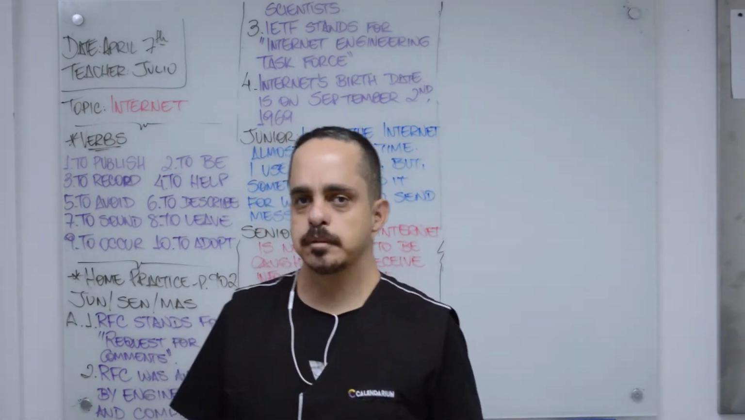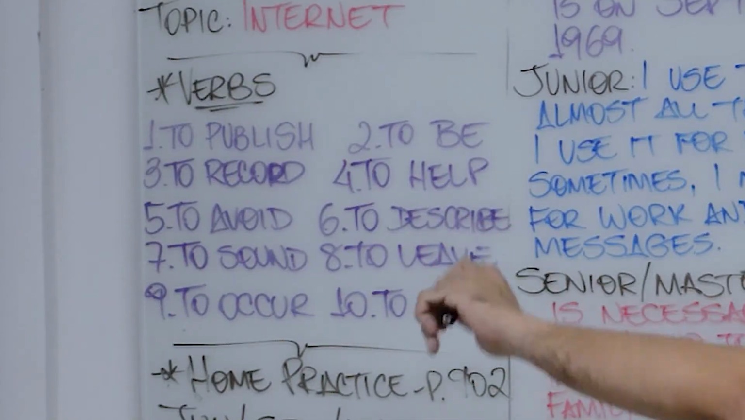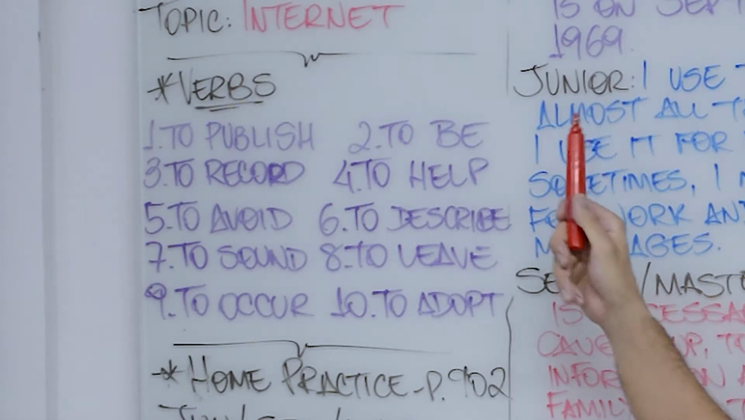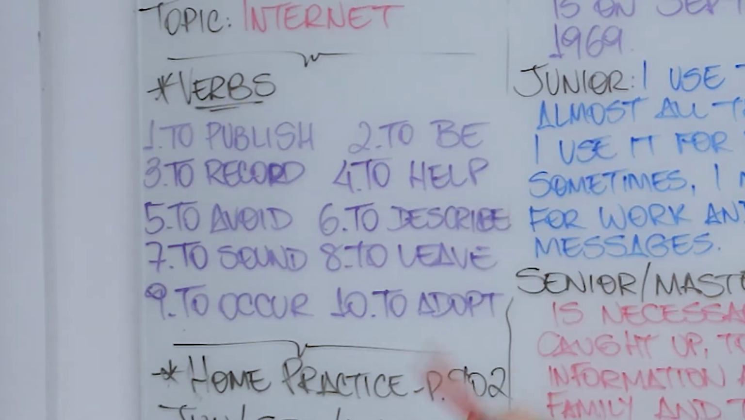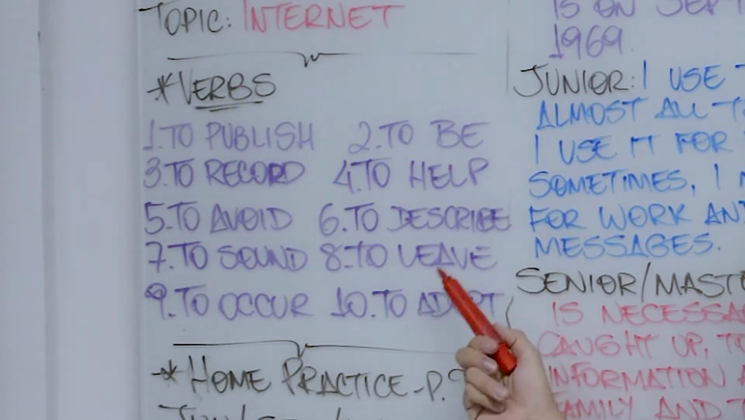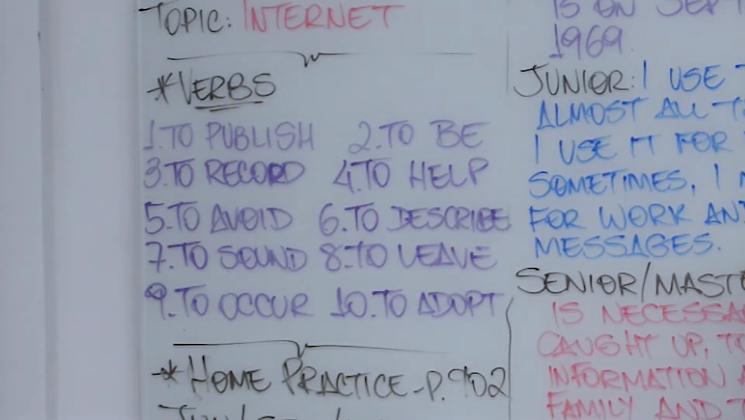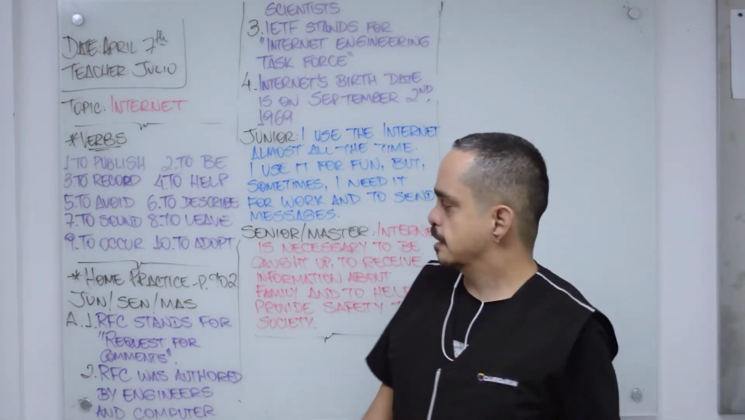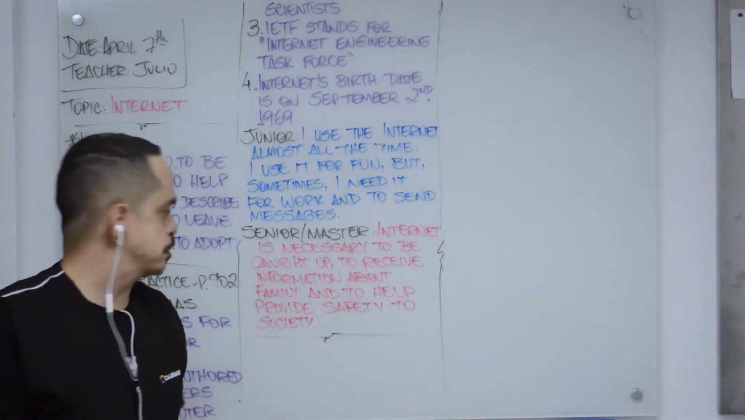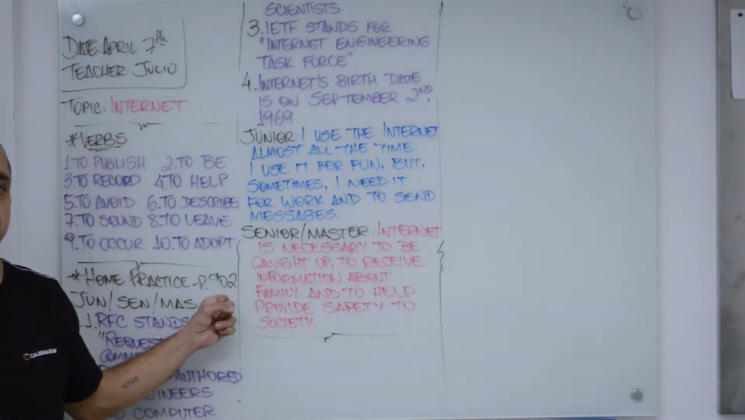Let's see some verbs from it. Here we have some verbs from the text, such as to publish, to be, to record, to help, to avoid, to describe, to sound, to leave, to occur, and to adopt. So let's take a look now at home practice. Home practice starts on page 902.